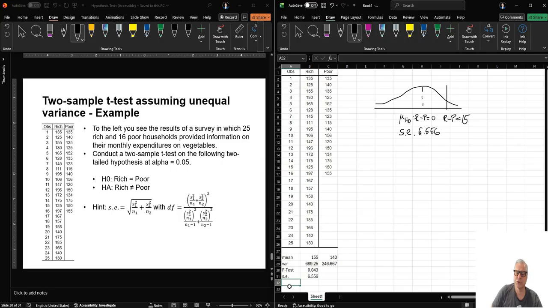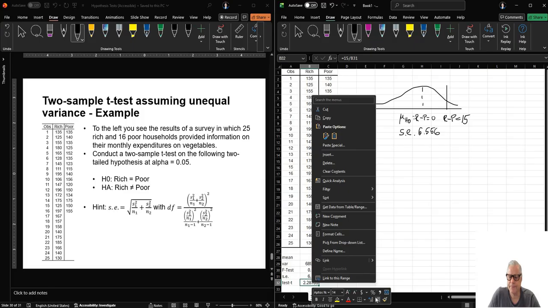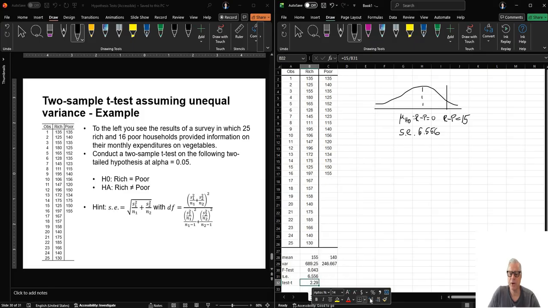Okay, so the test statistic, I call it test T, is now how many standard errors 15 is away from a hypothetical mean of 0, so it equals 15 divided by the standard error. Okay, so now we know that our test statistic is 2.288.